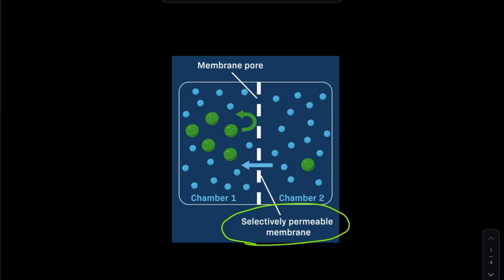So, what is the meaning of selectively permeable? This means some substances can cross easily, while others are restricted or require assistance.